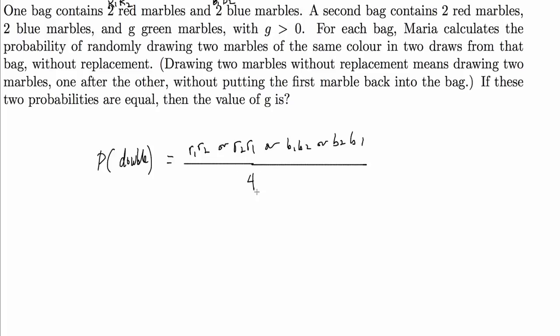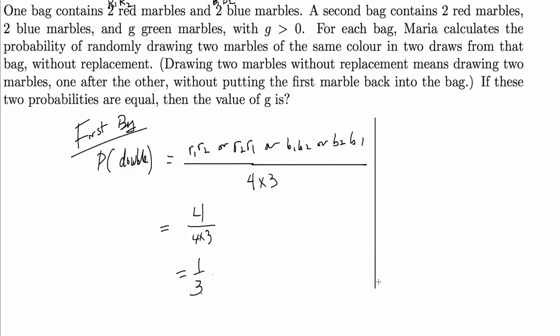First of all, you have 4 choices. Out of 4 marbles, you pick one, and after you pick out one, to pick out the second marble, you have 3 choices. Okay, so it's 4 out of 4 times 3, so it's a third. Okay, there's a third chance. 1/3 is the probability of getting a double in the first bag. This is the first bag.